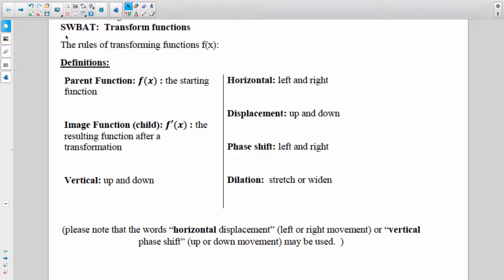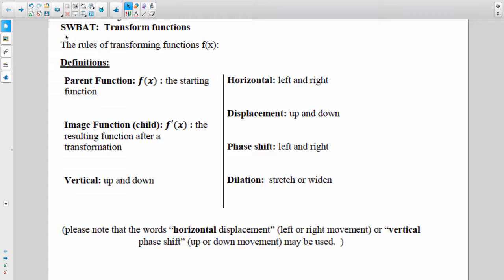We've been doing a lot with graphs, and the next step is not very difficult. It's just to move the graphs around based on some transformations. And this page has a lot of definitions that I'd like you to know. I'd like you to hear these words and understand what they mean.